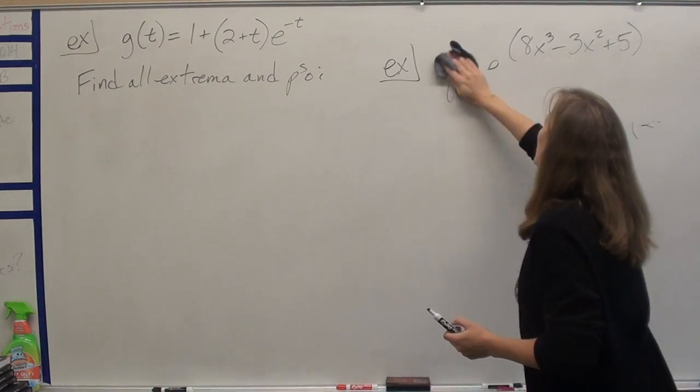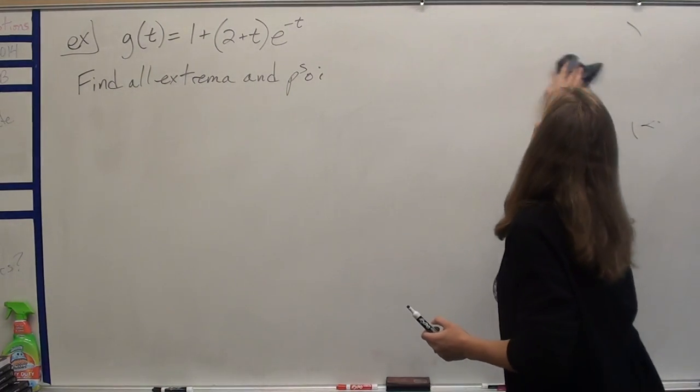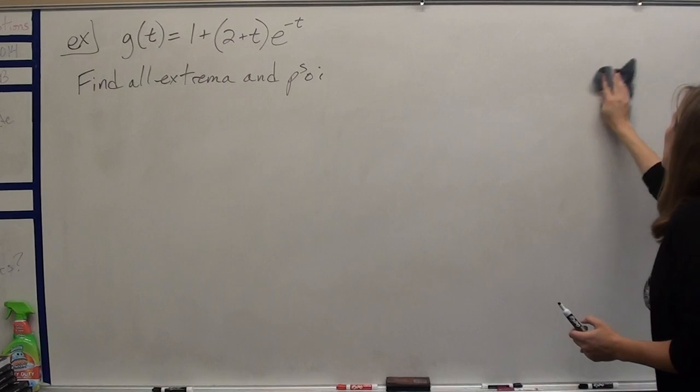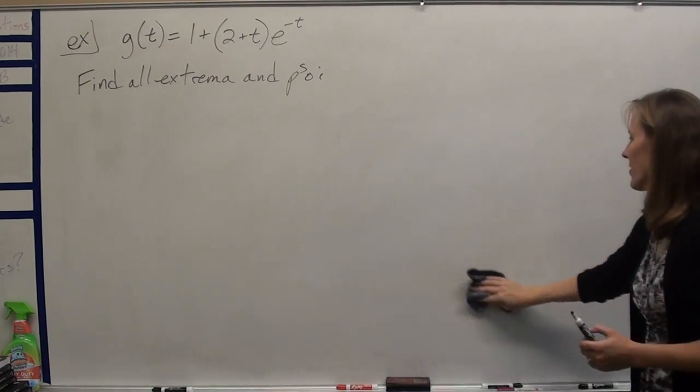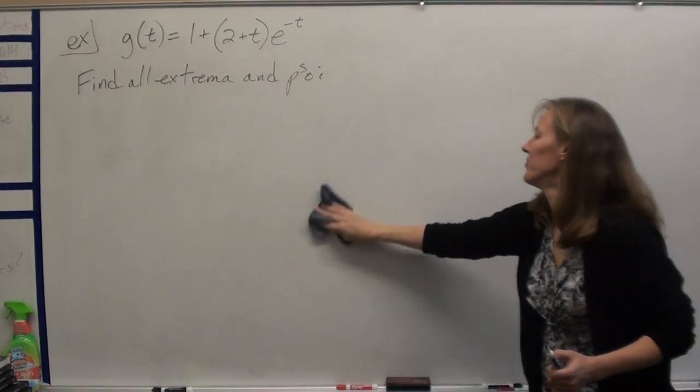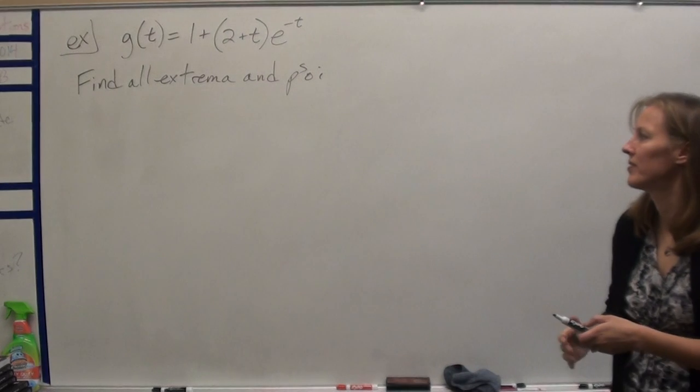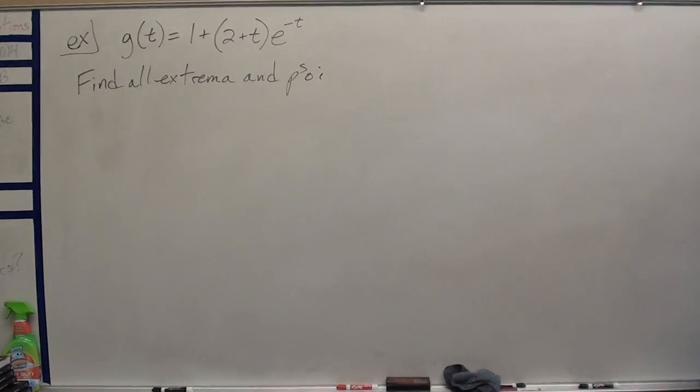The first derivative. Everyone take a moment and do that. So g of t prime, is that not g prime? Exactly. Oh, use the product rule. Would you? Yes, you would.